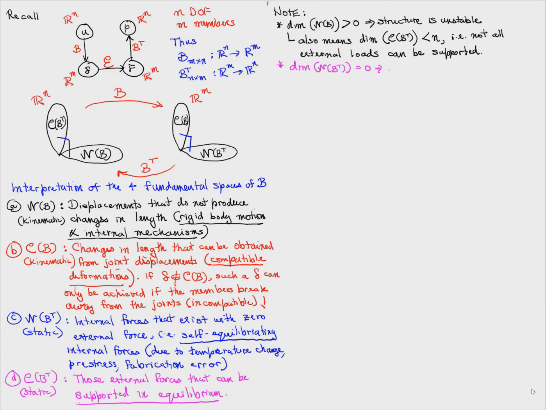Now, if the dimension of the null space of B transposed is equal to 0, that means the structure is statically determinate. And this also means that the dimension of the column space of B is equal to m. And this means that any combination of changes in length of members can be obtained from the joint displacements. And we also observe that the dimension of the null space of B transposed is the degree of static indeterminacy of the structure.